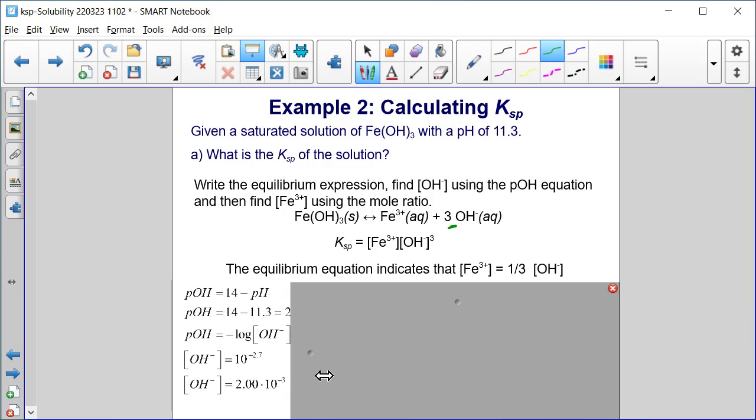So the POH we know is 14 minus the pH, or 2.7 based on the pH that we're given. And then the POH is just the minus log of the hydroxide ion concentration, which means the hydroxide ion concentration is 10 to the minus 2.7, which is 2.00 times 10 to the minus 3rd.